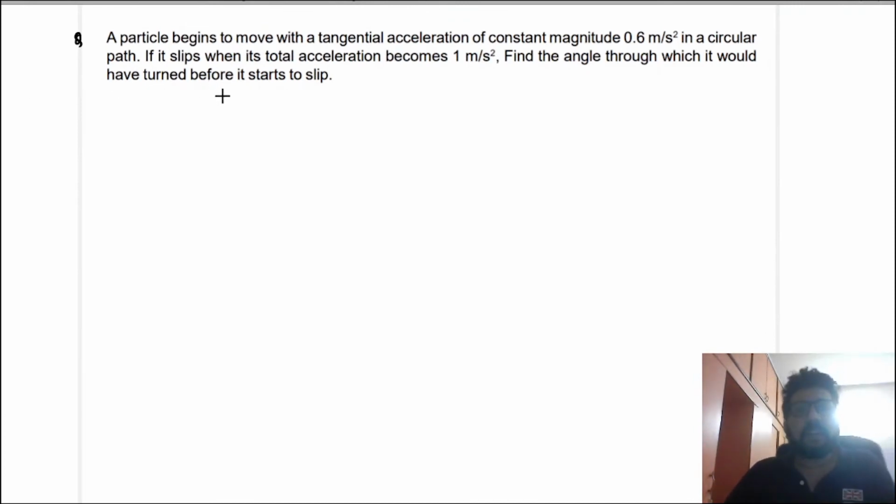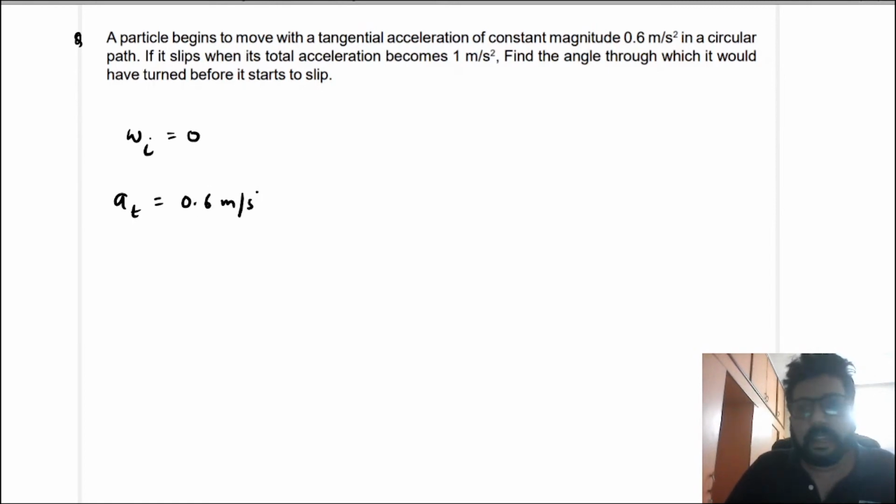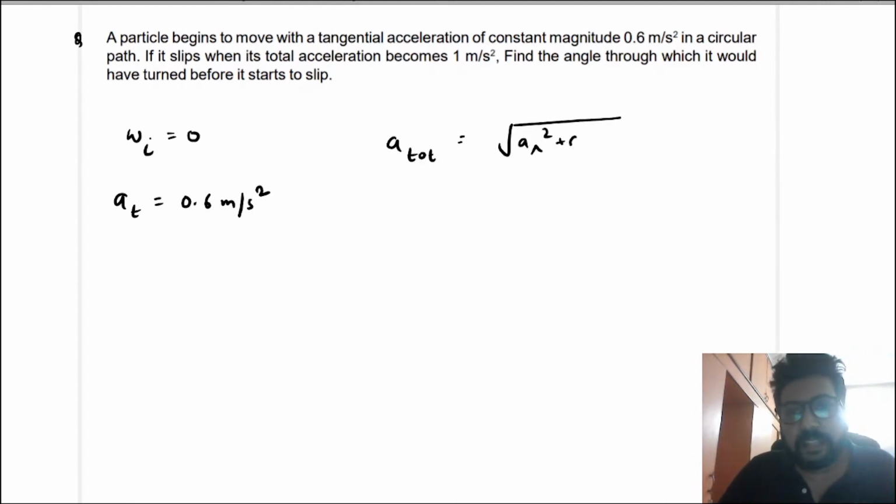Okay. Next question, a particle begins to move with a tangential acceleration of constant magnitude. So begins to move means omega initial is 0, with a tangential acceleration of 0.6 meter per second square in a circular path. It slips when its total acceleration becomes 1 meter per second square. That means when the total acceleration becomes 1 meter per second square, it will start to slip. So you know that A total is under root AR square plus AT square. Now A total is given as 1.